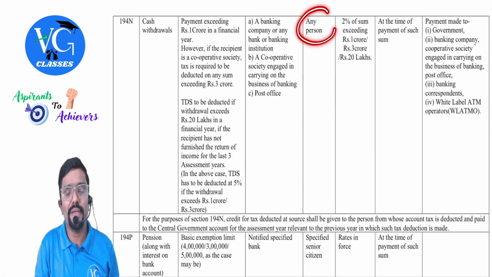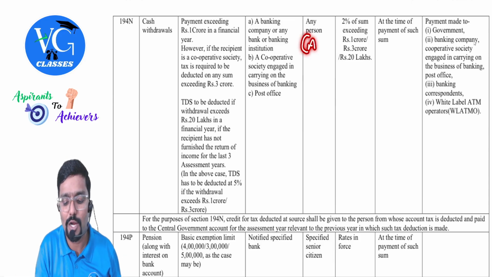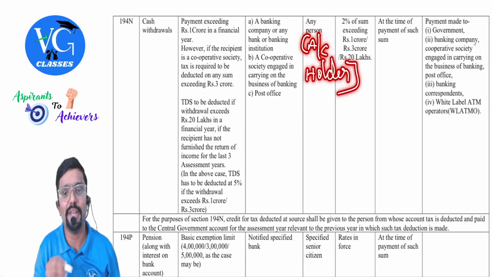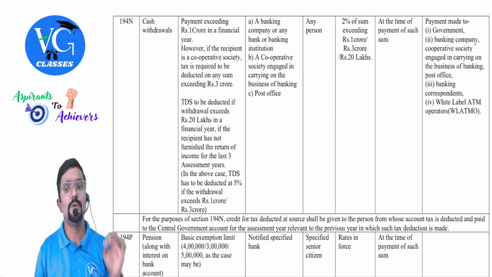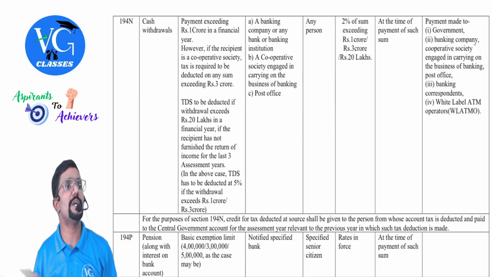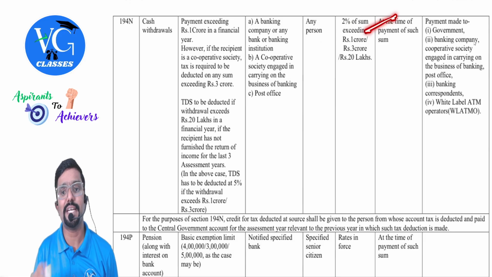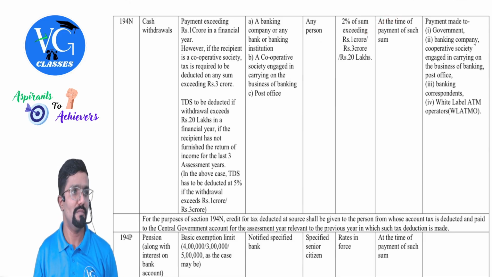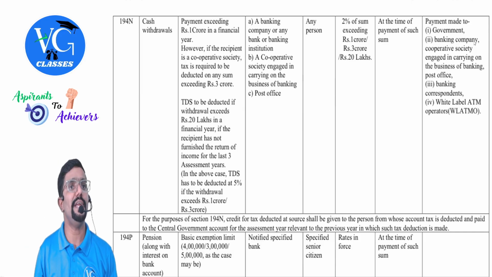Okay. Who is the payer? Sorry, who is the payee? Any person. In simple terms, I can say the account holder. Who is withdrawing the money? The account holder. How much TDS has to be deducted, sir? 2% of the sum exceeding 1 crore or 3 crore or 20 lakh. Okay. Sir, when does TDS have to be deducted? At the time of payment of such sum. Means whenever I am withdrawing, the bank or cooperative bank or post office has to deduct the TDS.